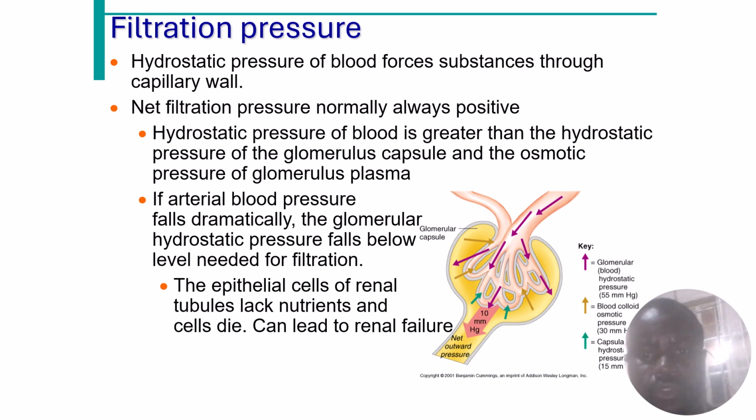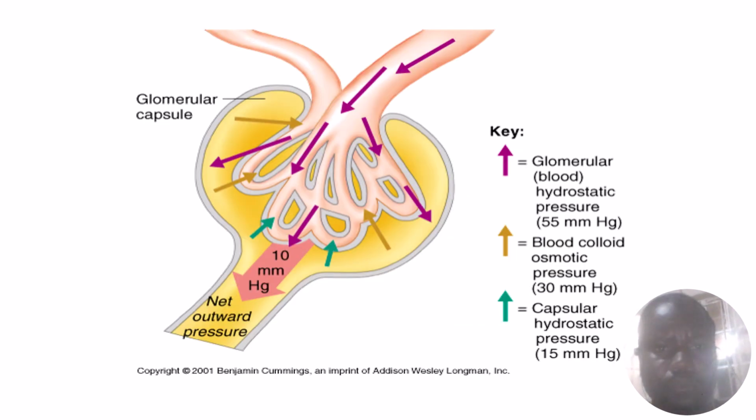Also, it goes without saying that when we have less albumin produced by the liver, for example, liver disease or malnutrition, we will have too much filtration and loss of plasma. This is as a result of the decrease in negative pressure exerted by oncotic or albumin or protein pressure.